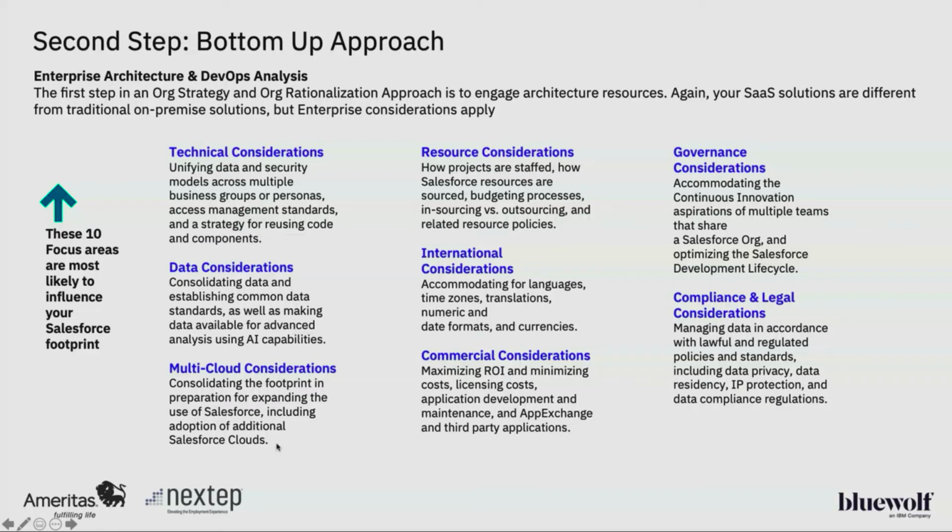The second step, though, is bottom up. This is the stuff that any technologist in the room would generally do for any enterprise technology. So what are the technical considerations? What's the data you need to integrate? What does that really look like? Where else is it? What are the multi-cloud considerations? What is the footprint you're going to have in the future? How do those need to work together? Are you defining the data and objects the same way for the business groups across them?